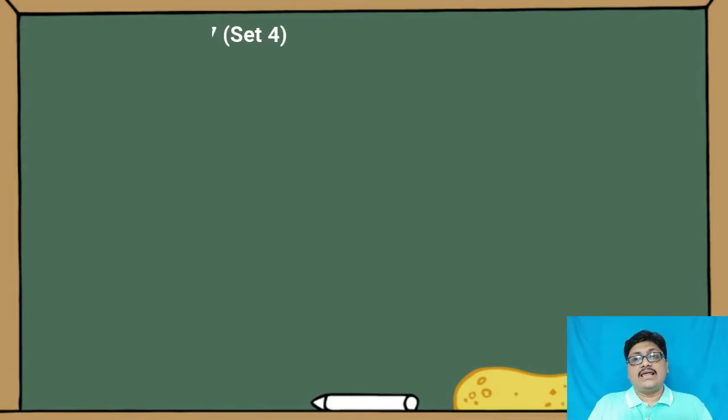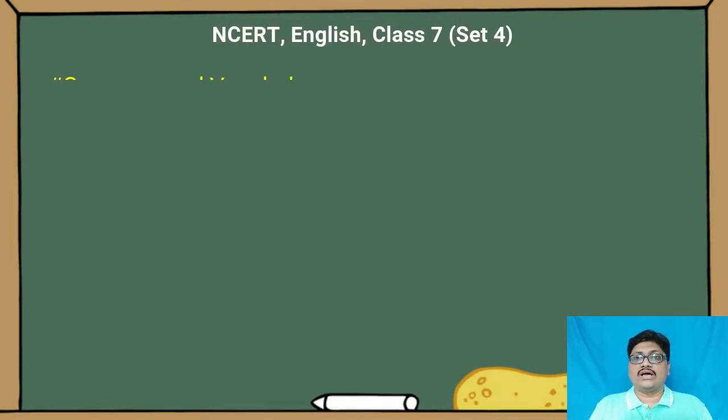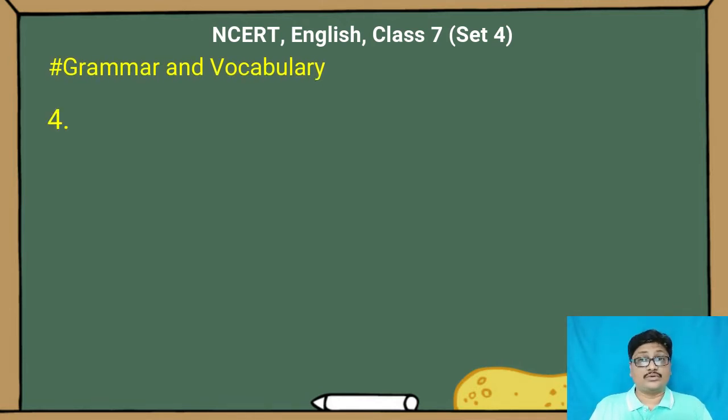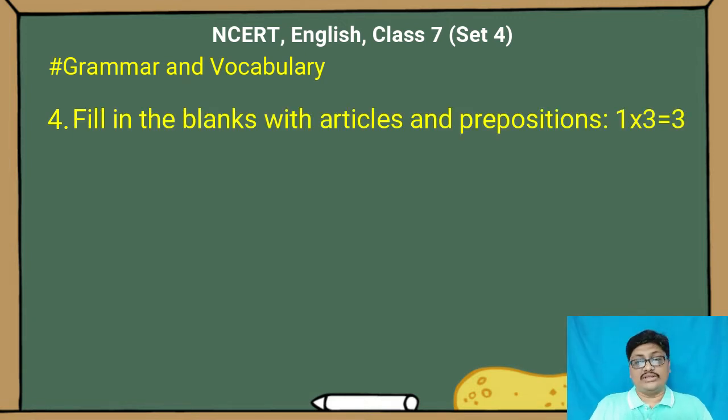So students, let me go through the questions of grammar and vocabulary. Question number 4, the first question in your grammar, is to fill in the blanks with articles and prepositions. You will have 3 blanks where you have to write the proper article and preposition.